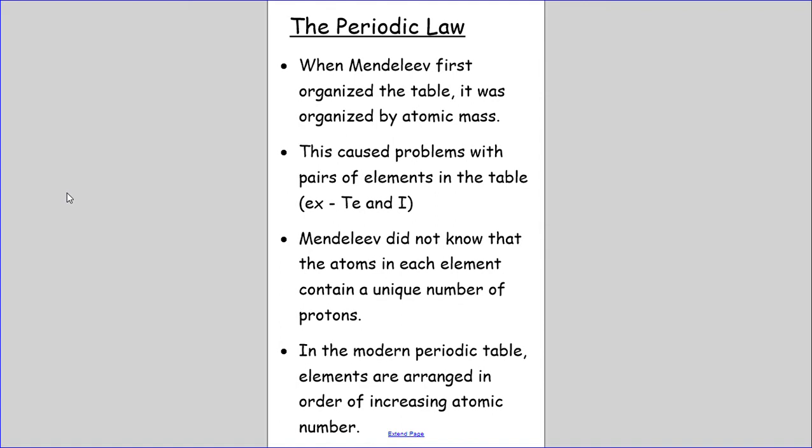Mendeleev didn't know that the atoms in each element contain a unique number of protons. He didn't even know that electrons existed at the time. That would have changed his viewpoint, among many other viewpoints, on how this periodic table would go. In the modern periodic table, elements are arranged in order of increasing atomic number. If we remember from our previous section, atomic number matches up with the number of protons inside the nucleus. So that's currently how we organize our periodic table.